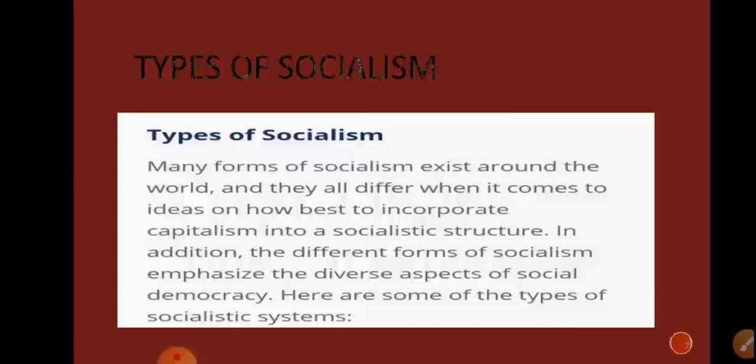They differ in ideas on how best to incorporate capitalism into a socialistic structure. In addition, the different forms of socialism emphasize diverse aspects of social democracy. So in the world many kinds of socialism exist. Each person is going to give his 100% to earn money. How the money is going to be used for a socialistic structure, before knowing this completely, let us understand the meaning of a particular word.